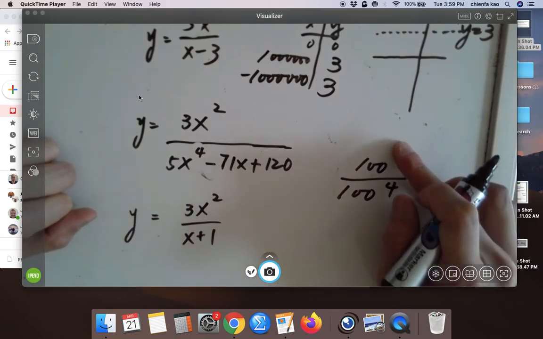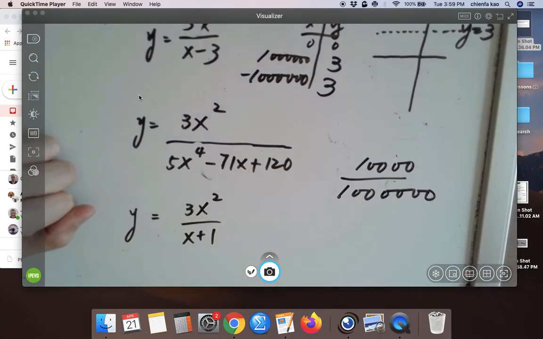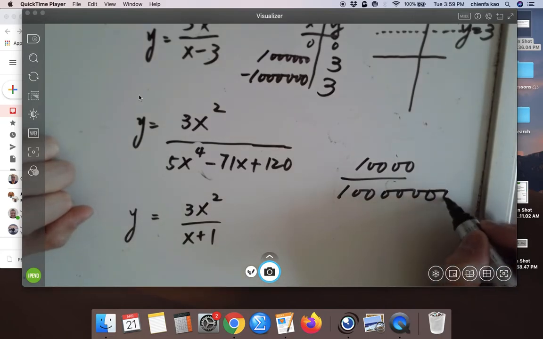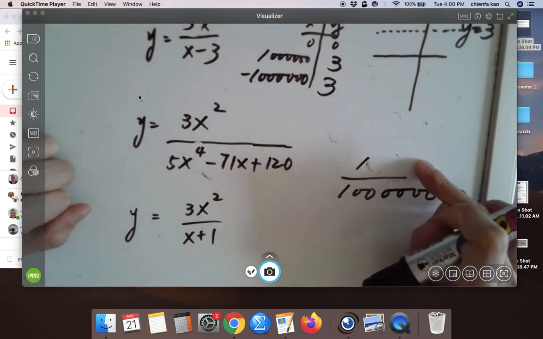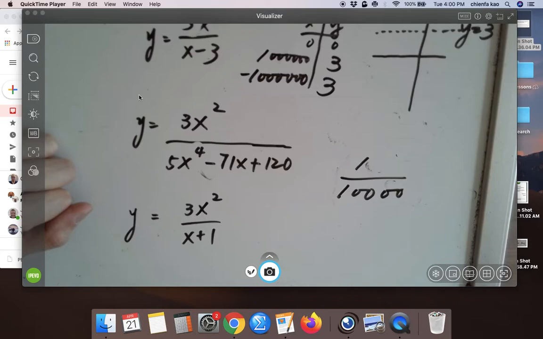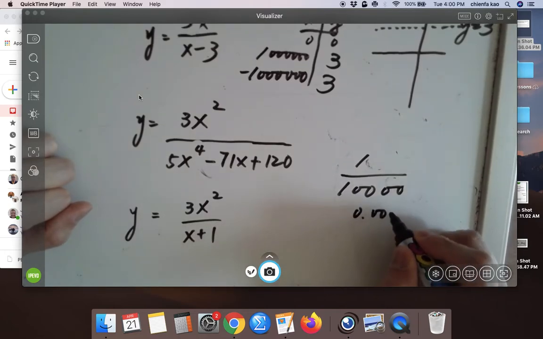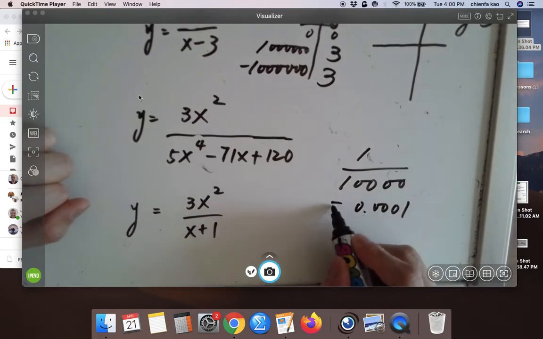Okay, so if you do your math, it's going to be 10,000 divided by 100,000,000. Right? So this number is going to cancel. It's going to be 1 over 10,000. That is very close to 0. Right? That's like 0.0001. That is kind of like 0 to me, if you simplify that.